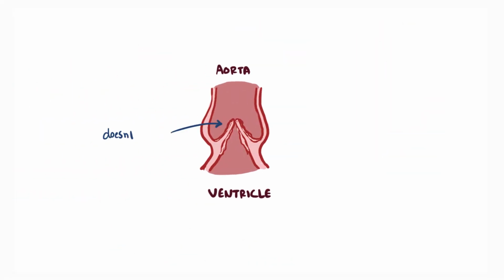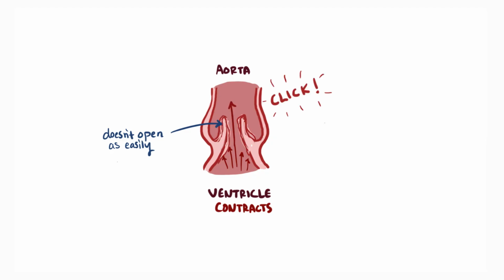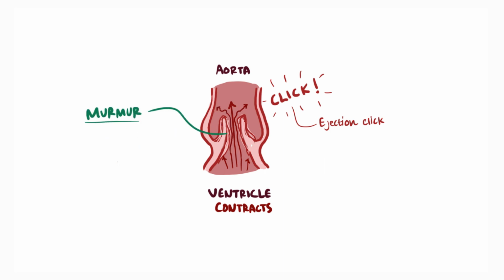When the valve fuses together, or hardens, it doesn't open as easily, right? And so as the left ventricle contracts, it creates this high pressure that eventually pushes on the valve until it finally snaps open, causing a characteristic ejection click. Since the blood has to flow through a narrow opening, there's turbulence, which creates noise or a murmur, which gets initially louder as more blood flows past the opening, and then quieter as the amount of blood flowing subsides, because less remains in the ventricle. This is called a crescendo-decrescendo murmur.